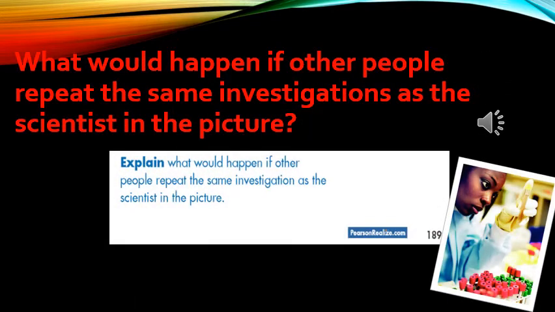Okay, everybody, get your science book, open page number 189. At the end of the page, you're going to find a question. Read it, please. Explain what would happen if other people repeat the same investigation as the scientist in the picture. What do you think? What about if you repeat the same investigation of the scientist? What about the conclusion?